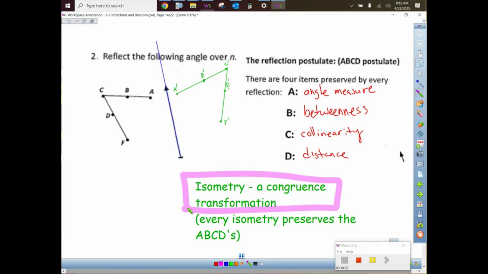Isometry. So let's talk about things we did on skill check today. We did reflections. Are reflections an isometry? Do they keep things same size, same shape? Yes or no? Yes. What about a translation? Is that an isometry? Will angle measure, betweenness, collinearity, and distance, aka will they be same size, same shape? Dilation. Is a dilation an isometry? No sirree, Bob.